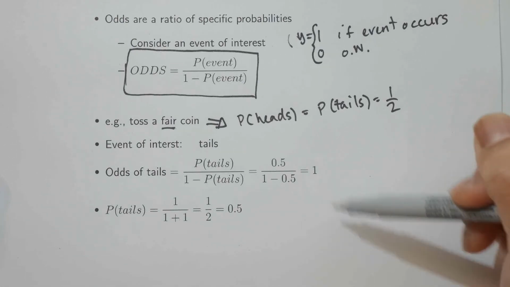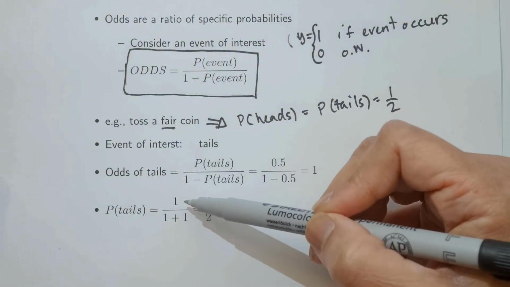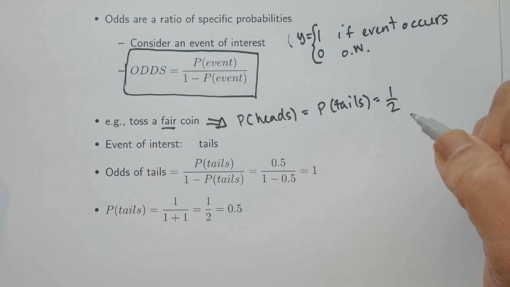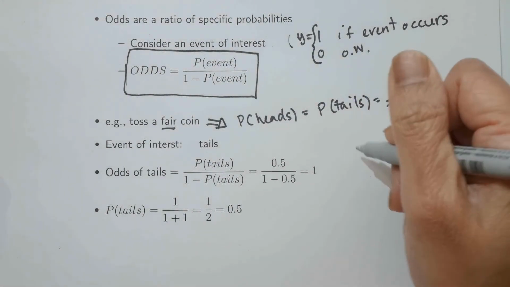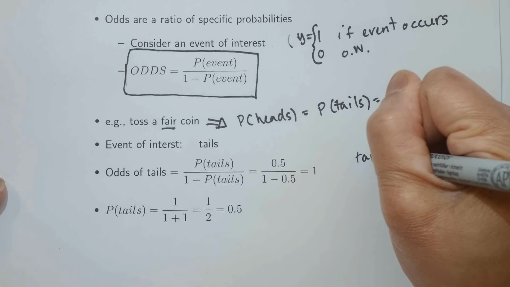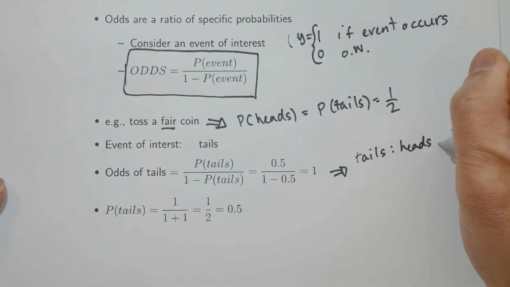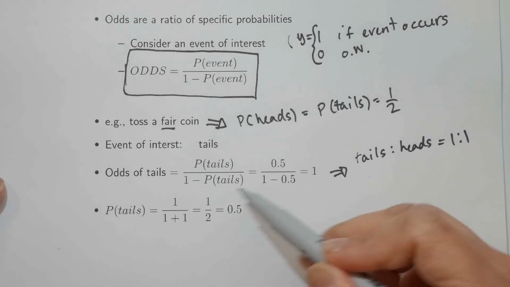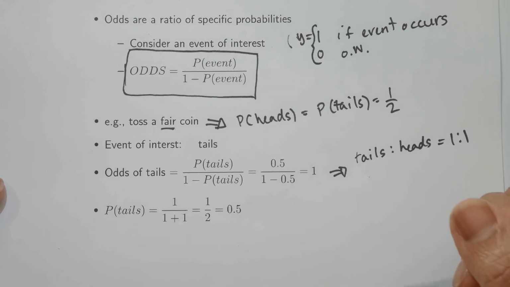When we know that the odds ratio is 1, we could also backtrack and say, okay, then the probability of tails would be 1 over 1 plus 1, which equals 1/2, which equals 0.5. So this is saying the odds of tails to heads is equal to 1 to 1. And in that scenario, it's easy to see how we come up with this probability of tails. And of course, the probability of heads would be 1 minus that.